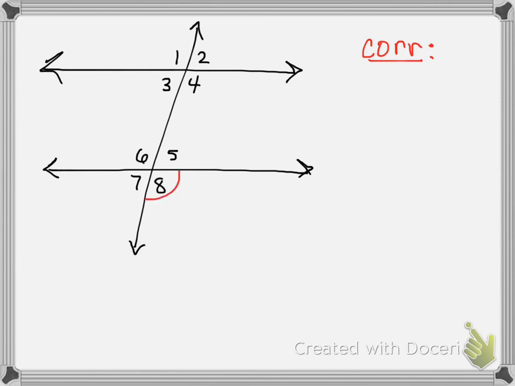So an example of corresponding angles would be angle 8 and angle 4 for this picture. Okay, you could also have angle 6 and angle 1, or angle 3 and angle 7. All right, so a bunch of different choices, really, for what these corresponding angles are going to be.